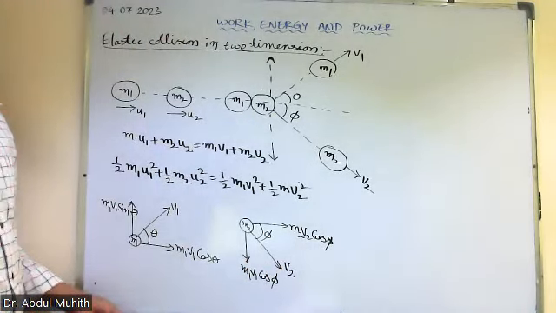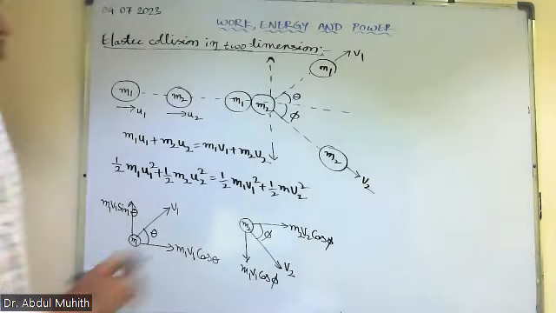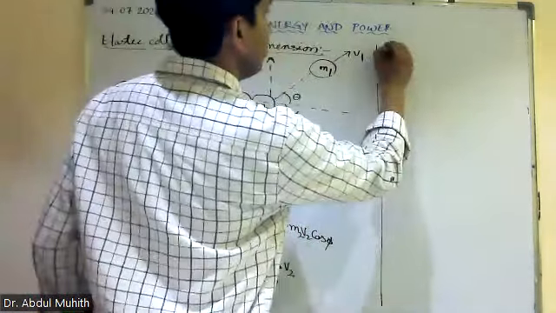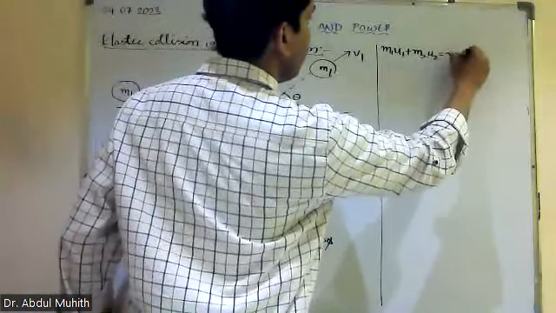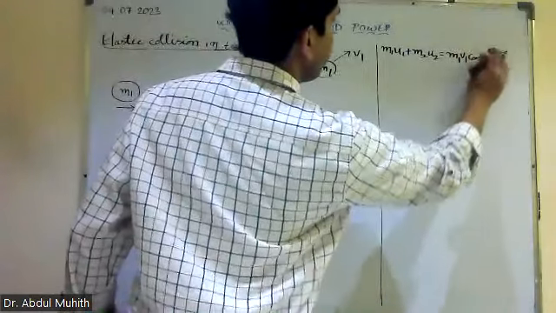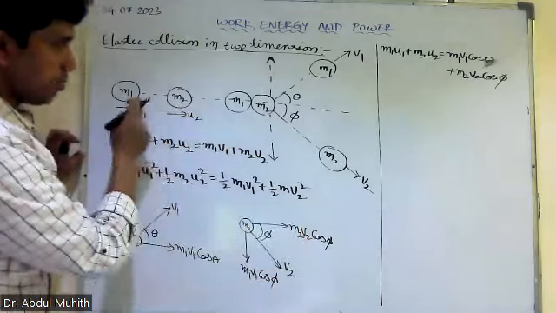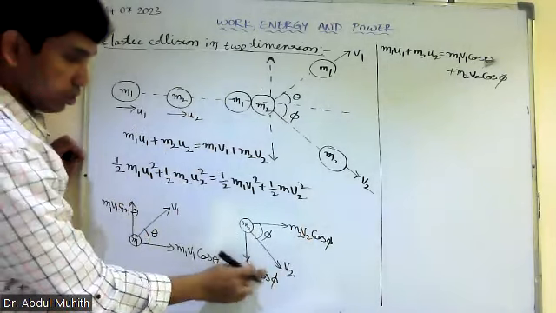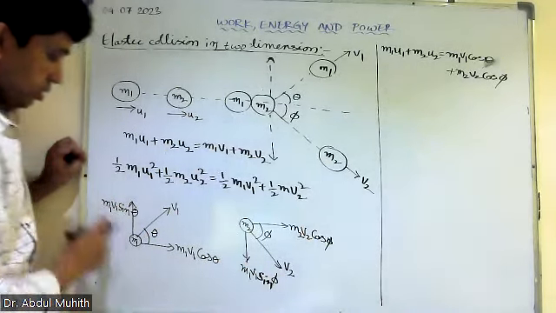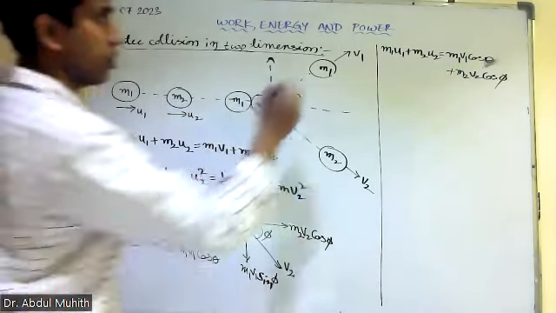So the first formula is M1 U1 plus M2 U2 equal to M1 V1 cos theta plus M2 V2 cos phi. Why have we taken cos? Because this and this are in the same line. M1 V1 sin theta and M2 V2 sin phi are in the opposite direction, so we are not going to take them. This is for the horizontal components.